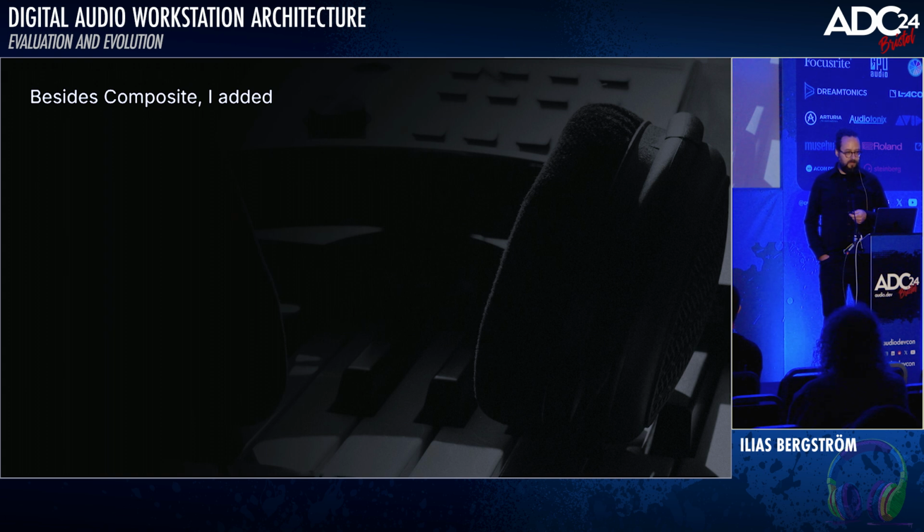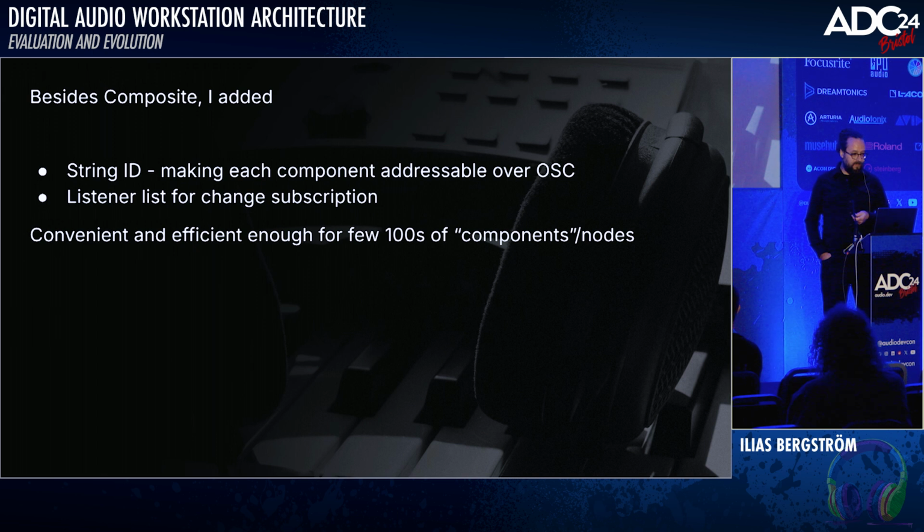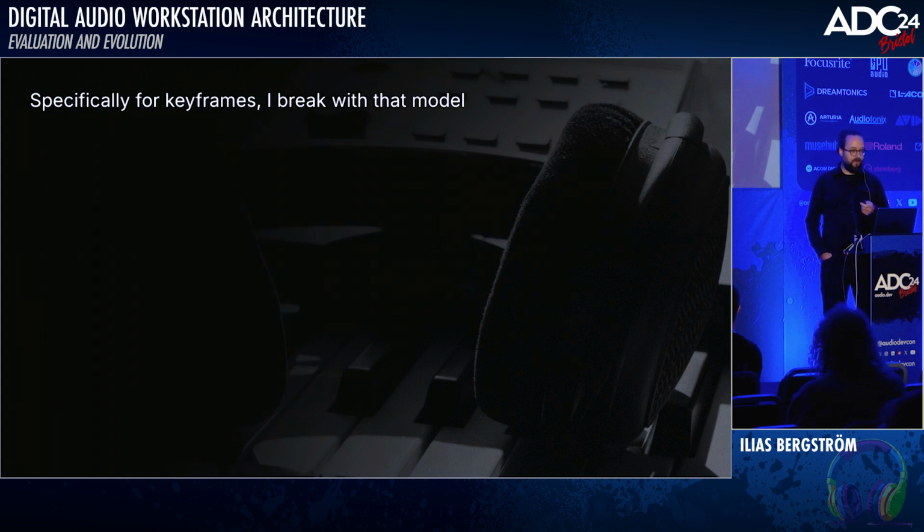Besides composite, I added to my tree structure model a string ID for each node, which makes it easy to address each component over ASK, so you can also remote control parts of the application, and a listener list for change subscription on the nodes, so that when a node changes, you can reflect that change, for example, in the user interface. This is convenient and efficient enough for a few hundreds of components or nodes, and it's very simple and reusable and recognizable across code. But specifically for keyframes, I decided to break with that model because there was a snag.